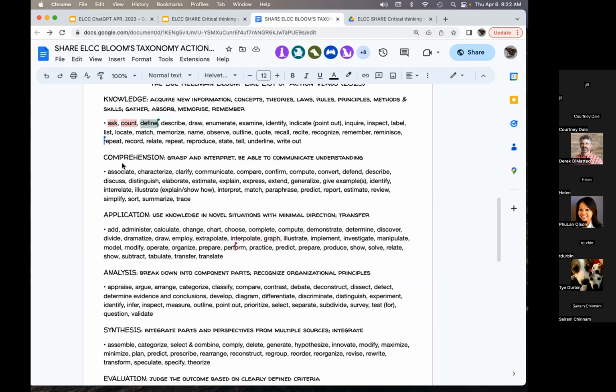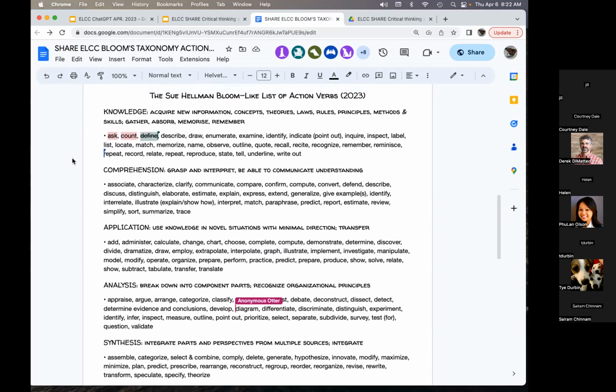Okay, so now what we want to do is strike it out. Good. Strike out anything that ChatGPT can do, because if ChatGPT can do it, it's really going to be hard for us to assess students' learning and understanding through those kinds of activities.